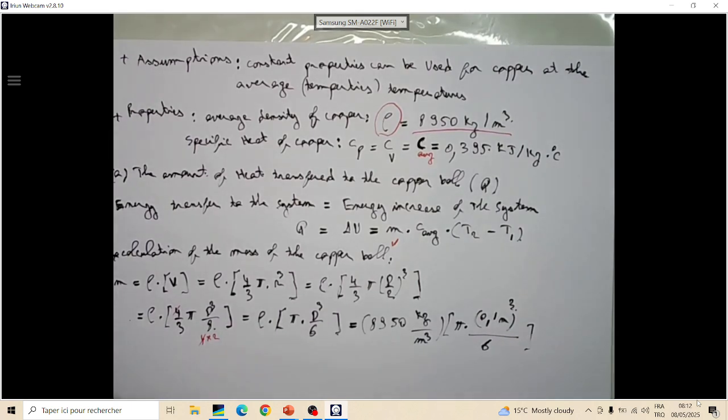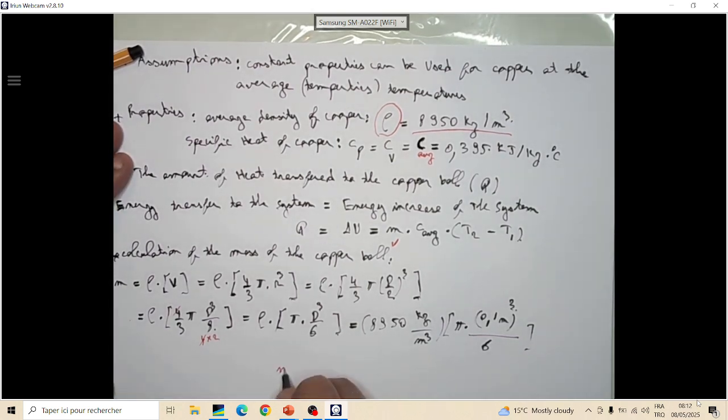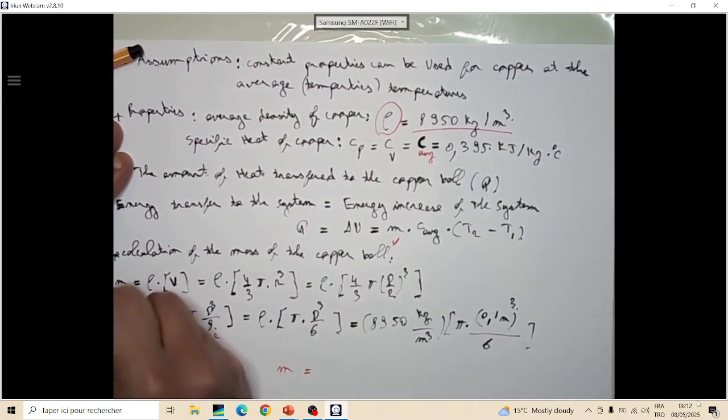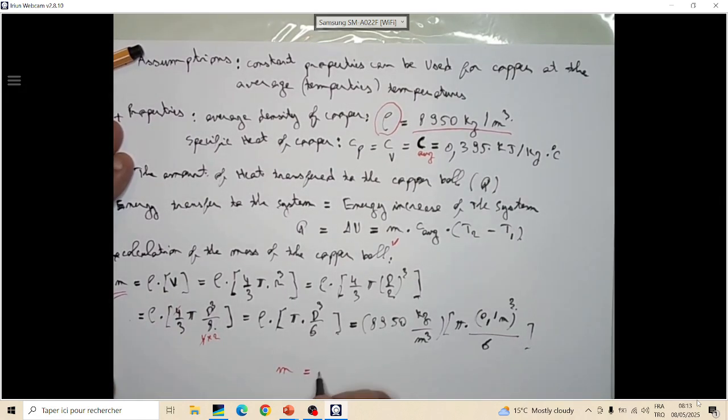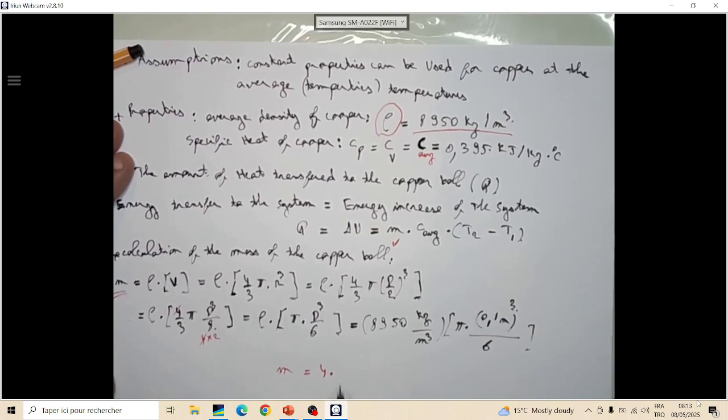So after calculation, this will give me that M is equal to the mass that we are calculating. M is equal to 4.686 kilogram. So this is the mass.